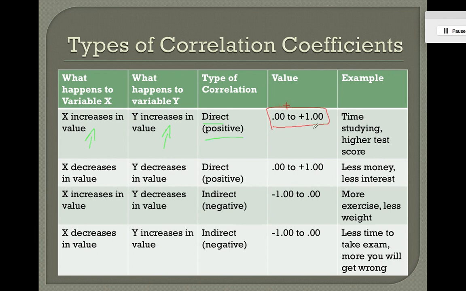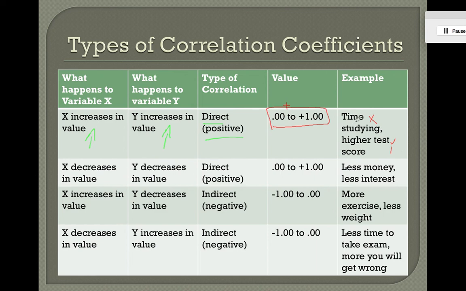So here we would only be working with positive values. Think of a situation where we have the time studying in terms of your exam performance. Time studying would be your x score. The exam score itself would be your y value in this particular case.